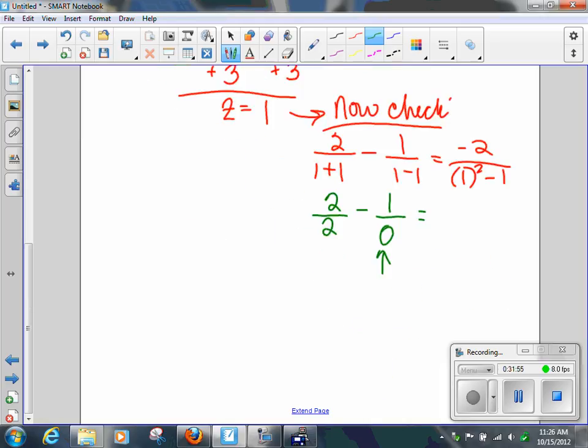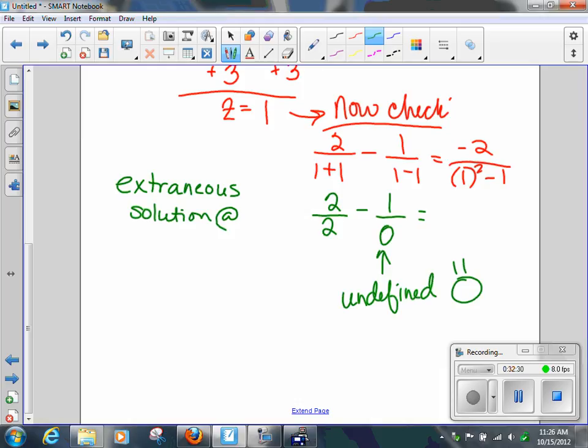If this yields an undefined term, oh, what do I do? It is an extraneous solution. Extraneous solution at z equals 1. There are no solutions except for this imposter, this extraneous solution that we have to keep in the loop, kind of.